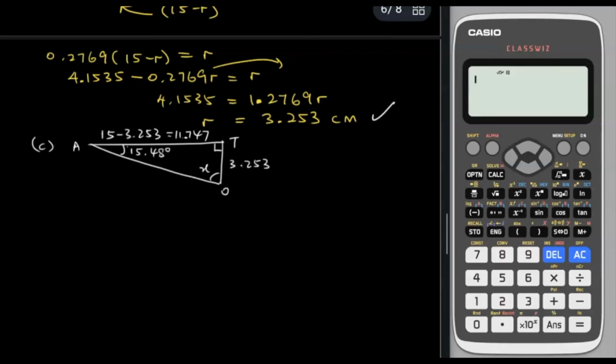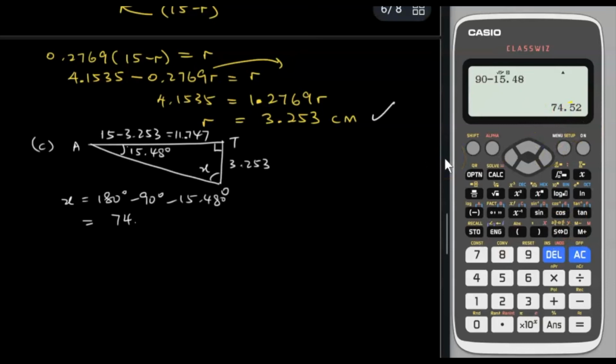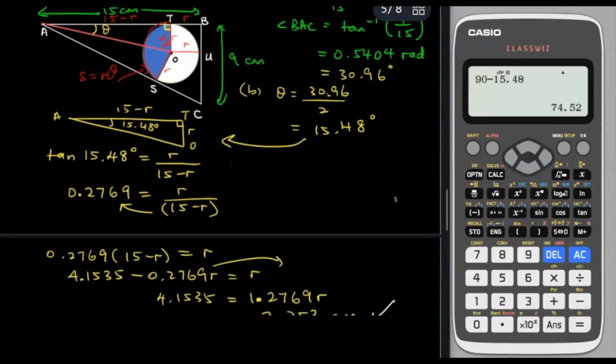Okay, so we need to find what is X. In order to find X, we're going to use 180 minus 90 minus 15.48. Let's calculate this. 180 minus 90 is 90, then we minus 15.48, so we get 74.52 degrees.